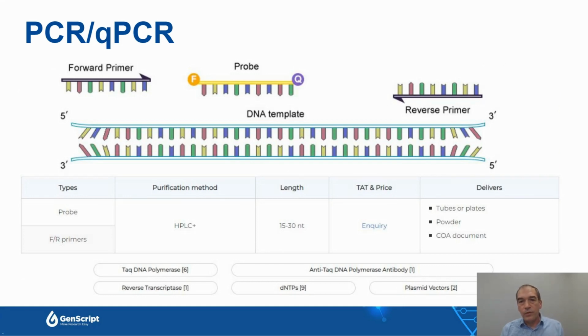For PCR, we can offer a variety of products, as I mentioned, and we can synthesize the forward primers, reverse primers. We can synthesize the probes. We can label the probes for you. We can also deliver them in different formats, tubes or plates or lyophilized powder. We also have DNA polymerase enzymes. We have an excellent anti-DNA polymerase antibody that allows companies to create hot start Taq polymerases. We have reverse transcriptases, dNTPs, and various plasmid vectors.